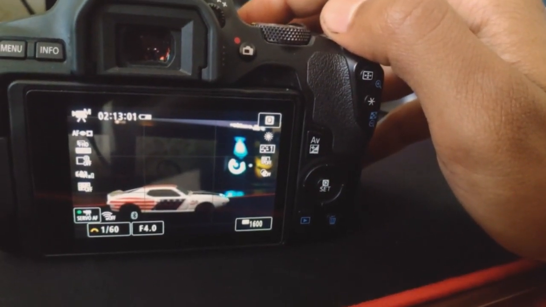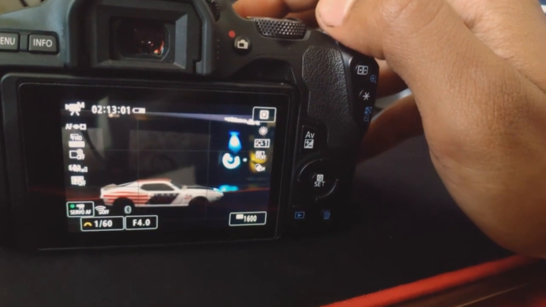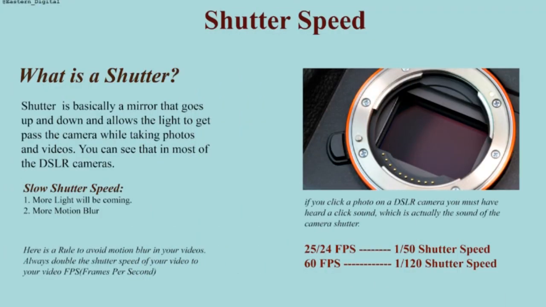And if you are shooting at 60 FPS, then keep your shutter speed at 1/120th of a second. Well, that's all about the exposure part. So if you are shooting at a certain FPS, then keep the shutter speed double that FPS so that you would not get any kind of motion blur in your footage.